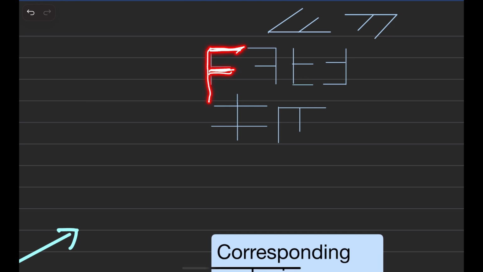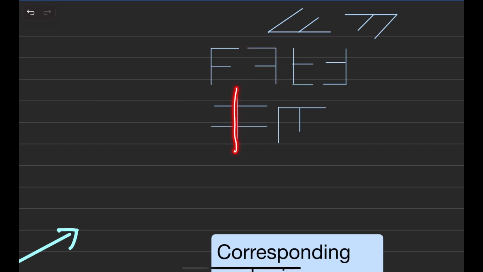Firstly, the top and the bottom line of F have to be parallel to each other, without which you cannot apply this property. Secondly, if I'm taking the angle below the first line, I will take the angle below the second line. So below first and below second, they are corresponding. Corresponding angles are equal in measure, just like the alternate angles. Similarly, here this one is equal to this.